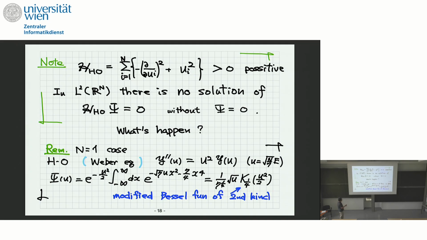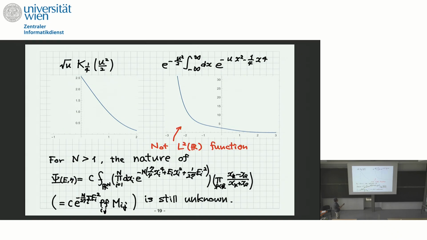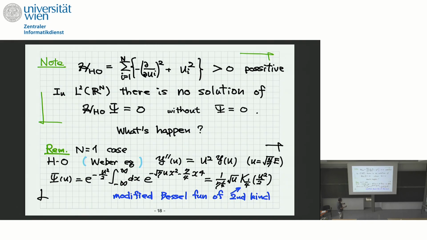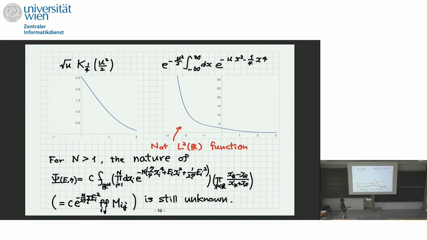If we use the modified Bessel function of the second kind, then the psi is written like this. Of course U is positive here, so this is a function. But if you extend to the negative region, for this expression we can define this psi of u, but the behavior of this psi is this picture. So that means psi doesn't decay. So this is the reason.